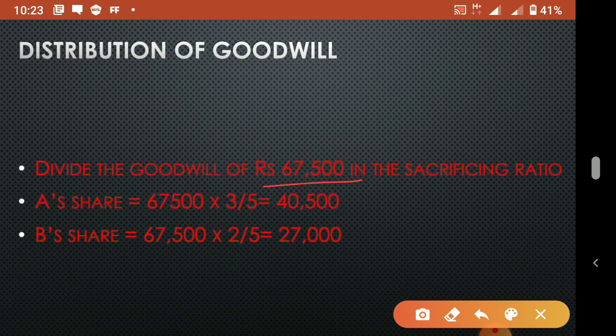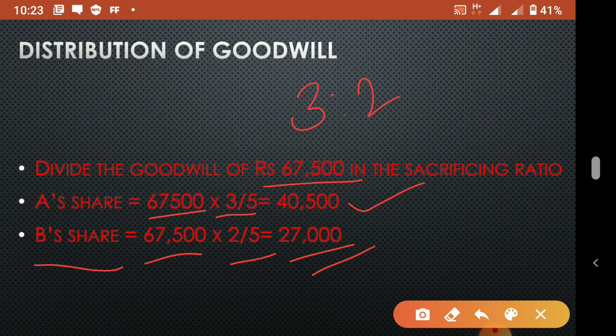67,500 will be divided in the sacrificing ratio 3:2. So 67,500 into 3/5 is 40,500. Means A will be getting 40,500 rupees from the total goodwill because he sacrificed more, 3/5. Now B's share, 67,500 into 2/5, is 27,000. So B will be getting 27,000.